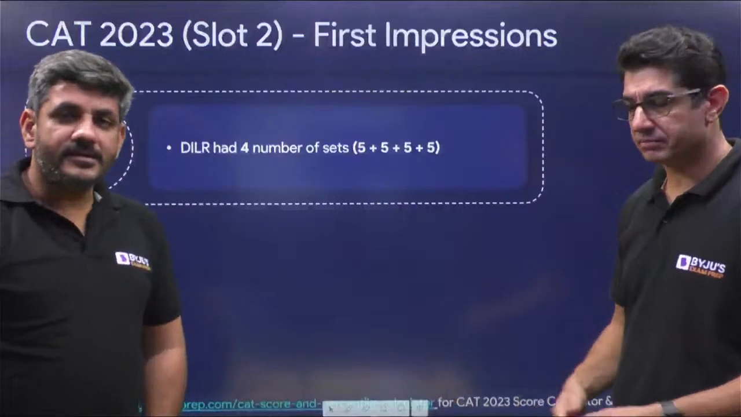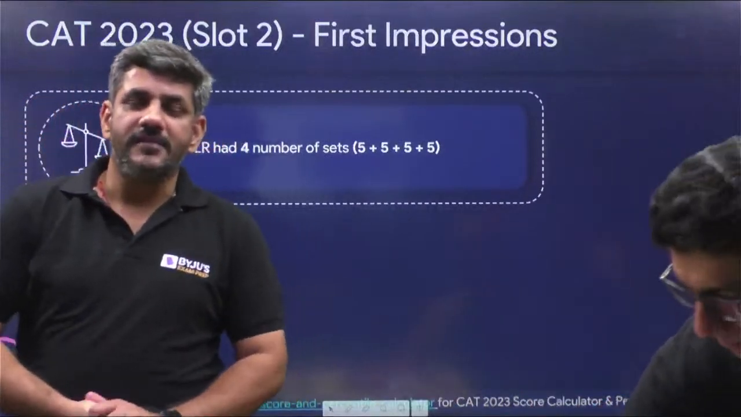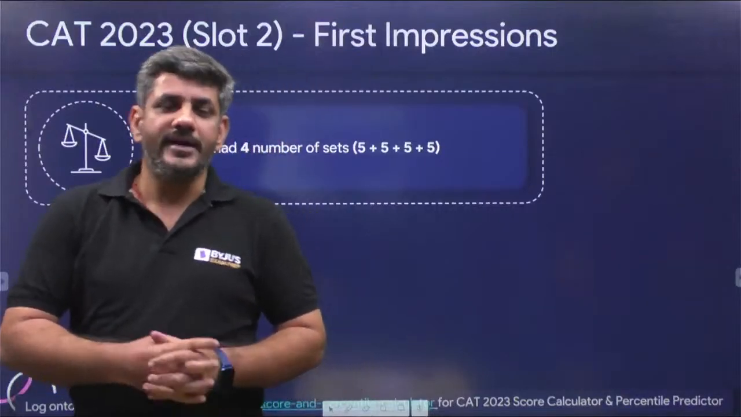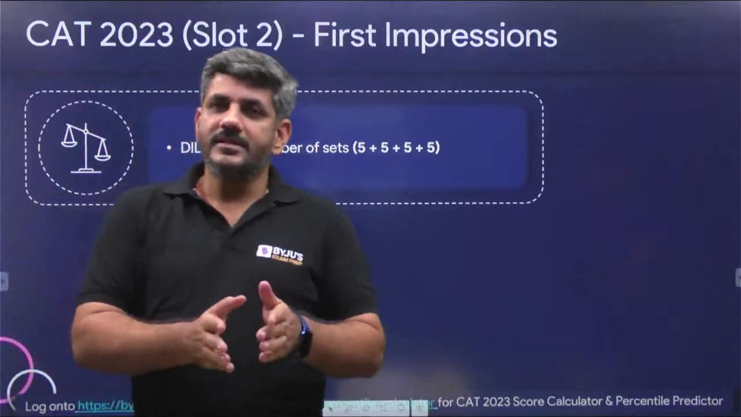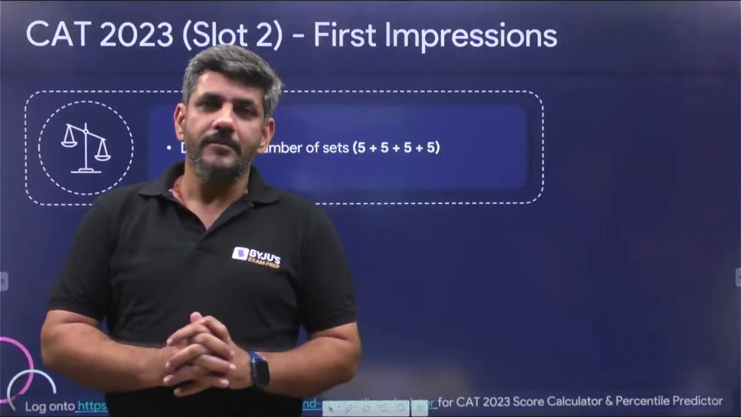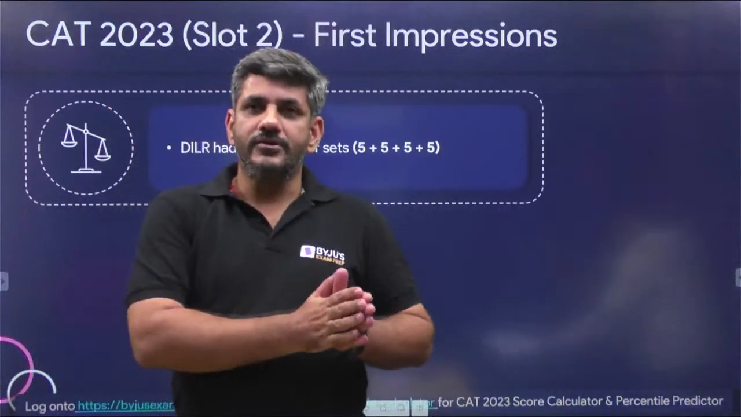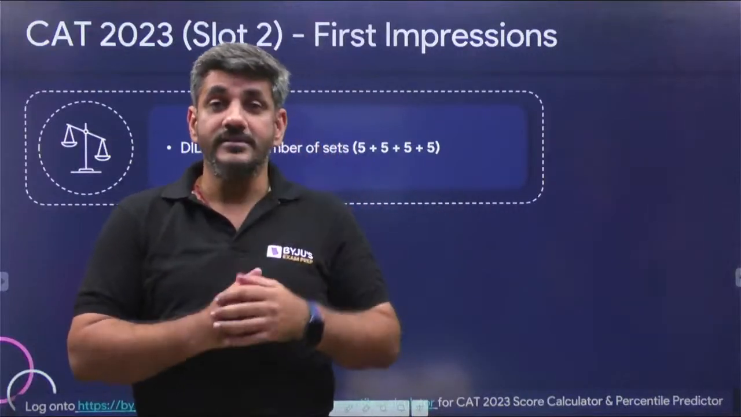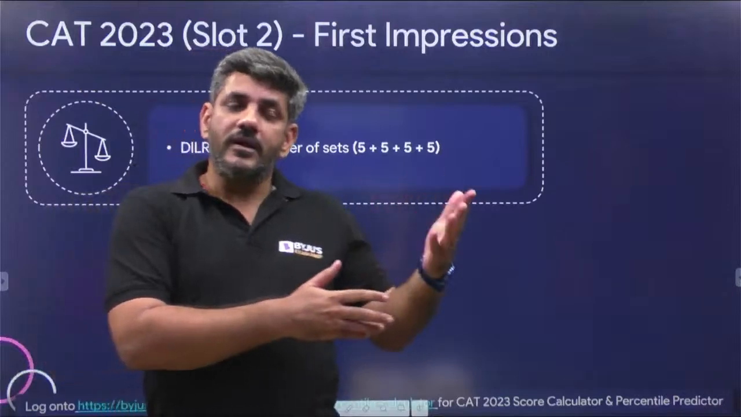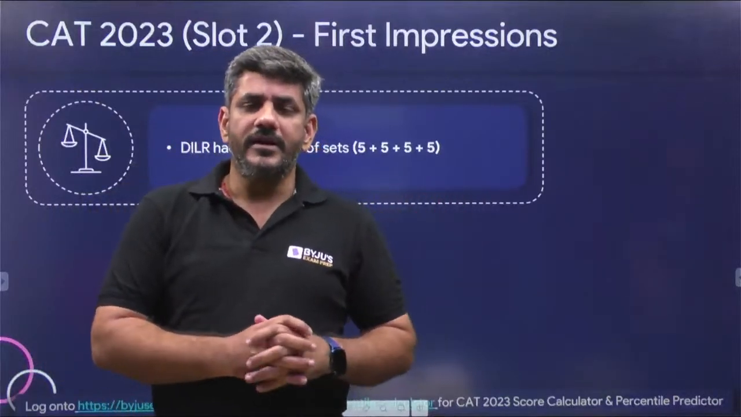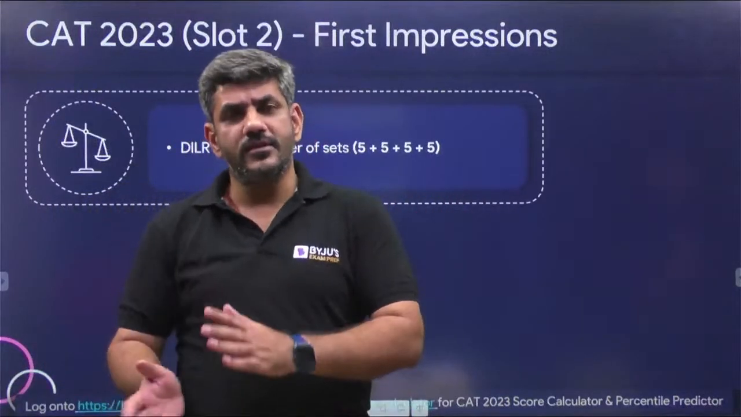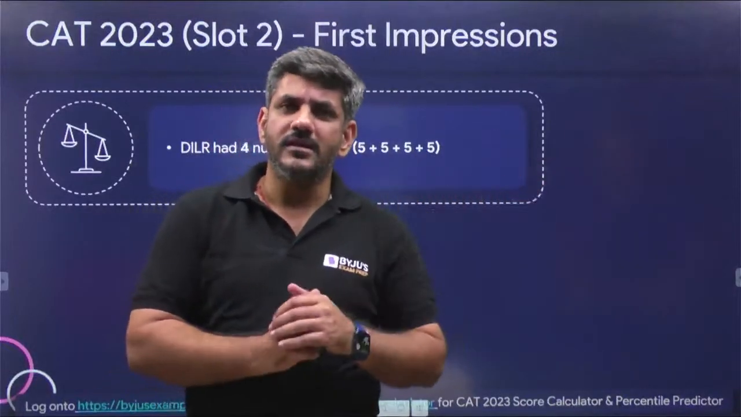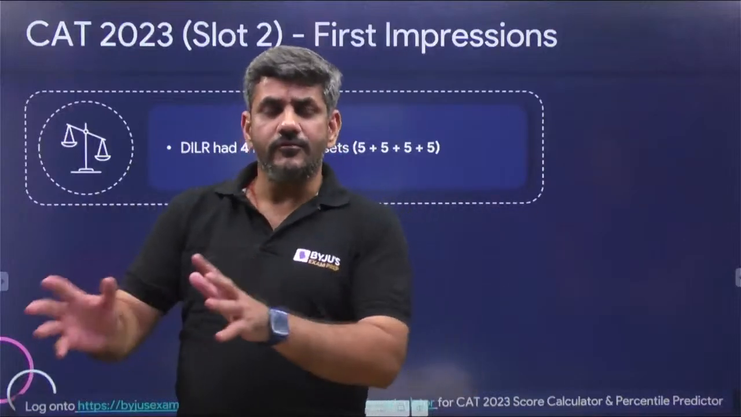DILR. So we had still the same 4 sets, 5 questions each, exactly like last year. There were a total of 20 questions. But as we discussed in the first impression as well, last year when we saw LRDI, or even the year before last, again we had 20 questions. Now, the year before that, in 2021, we had 2 sets of 4 questions each and 2 sets of 6 questions each. It was a little easy to figure out that, okay, probably 6 question sets would be slightly lengthier than the 4 question sets.